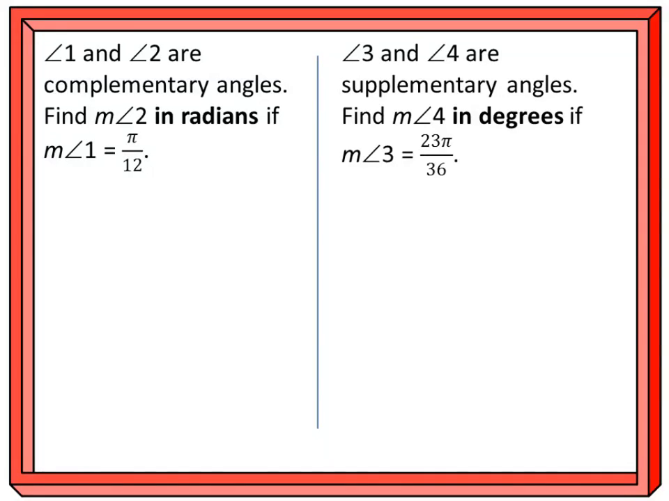On the left side here, angle 1 and angle 2 are complementary angles, so ordinarily I'm thinking of that as being 90 degrees. Find the measure of angle 2 in radians if the measure of angle 1 is pi 12ths. Alright, so in radians, 90 degrees is pi over 2. So I need two angles that add up to pi over 2.